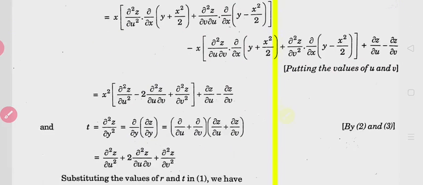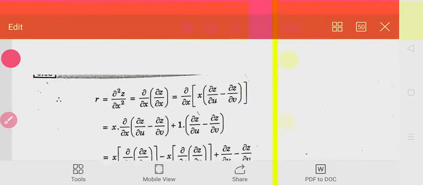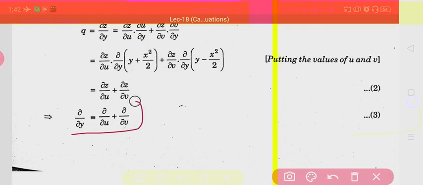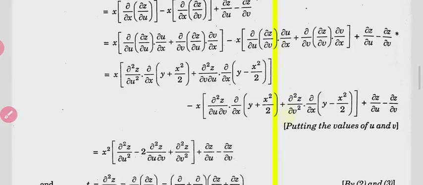Now we find the value for t. So find the value for t. What is t? t is ∂²z/∂y², but it will be ∂/∂y into ∂z/∂y. So you place the value for ∂/∂y. ∂/∂y is ∂/∂u plus ∂/∂v, and ∂z/∂y is ∂z/∂u plus ∂z/∂v. We place these values. Okay, you can check in the above the values for ∂z/∂y and ∂/∂y. This is the value of ∂/∂y, and q means ∂z/∂y. Okay, you got this value. So both the values you have to place over there to find the value for t.